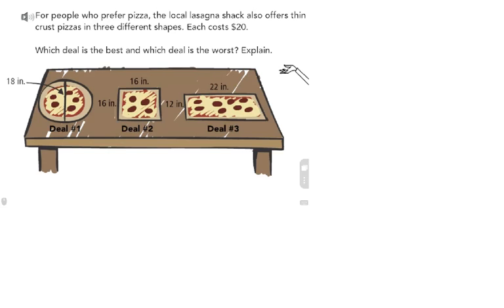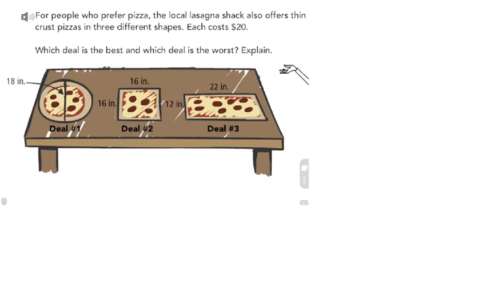Explain. Well, the best deal would be the one that you get the most pizza out of, and the worst deal is the one that you get the least pizza out of, only because it says that they are all thin crust pizzas. So they're all the same kind of pizza, it's just the shape that changes. So what we need to do is figure out how much pizza is in each one, and then the one with the biggest is the best deal, and the one with the smallest is the worst deal.